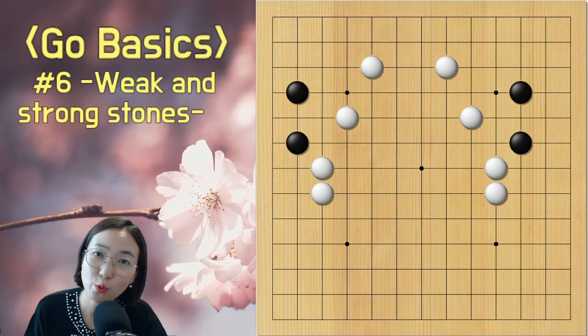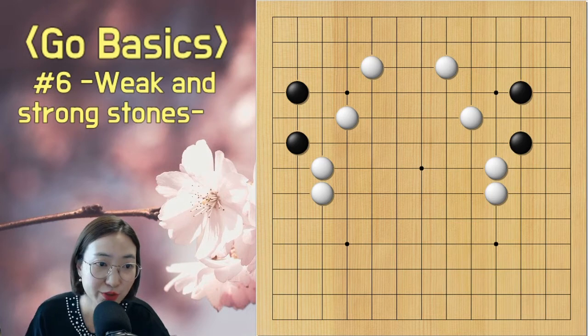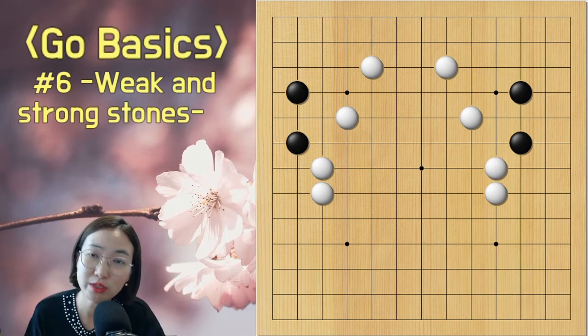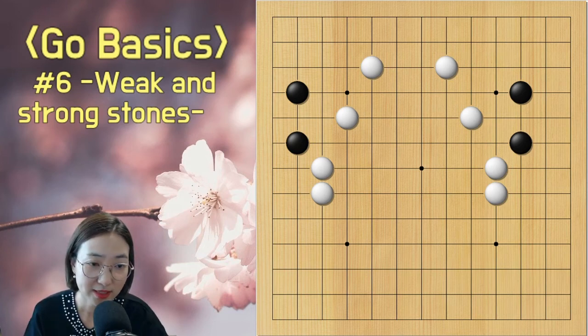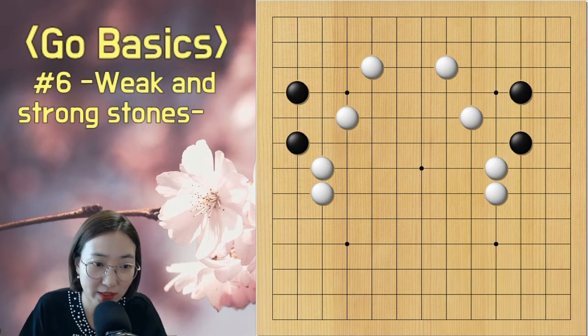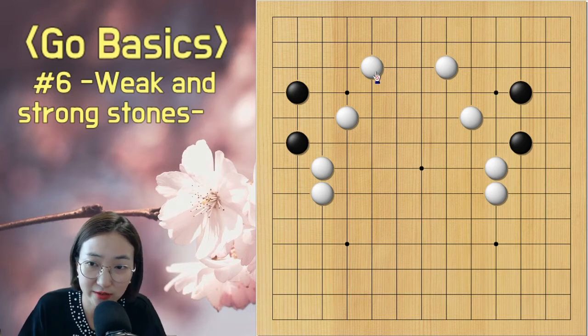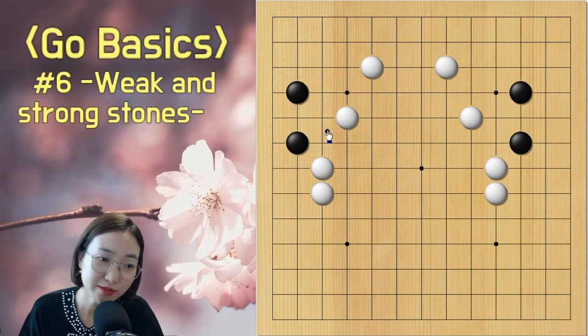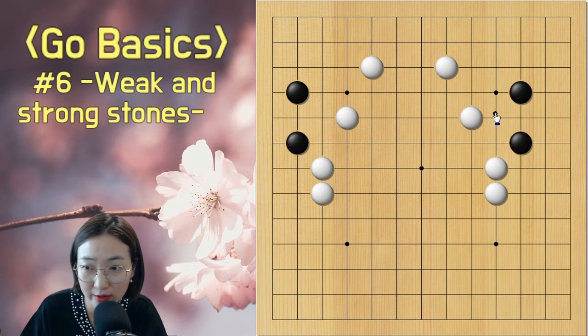I'm going to keep showing examples of weak and strong stones. But you should keep in mind that surrounded stones are usually weak and that fewer liberties mean that it's weak. In this example, take a look at the stones over here and here. Which one do you think is relatively weak? The answer is the left side.